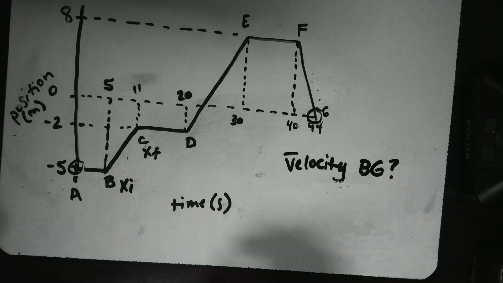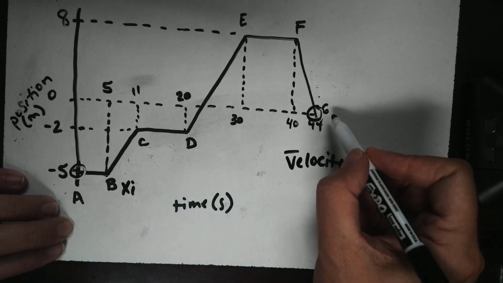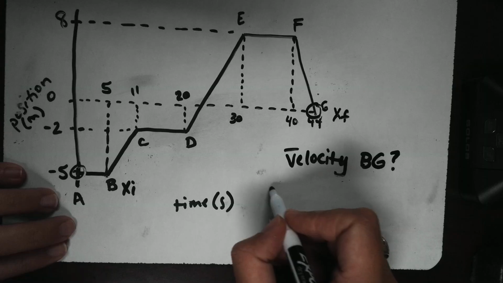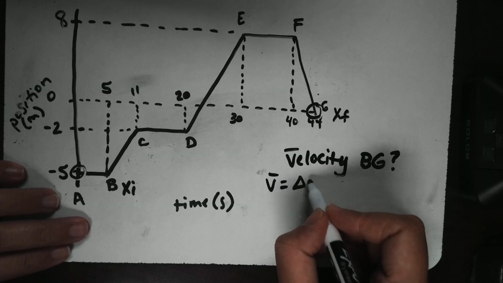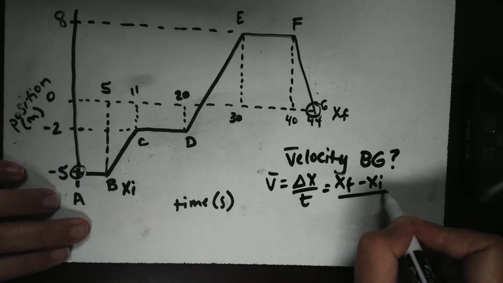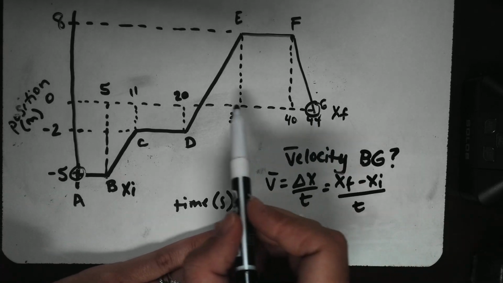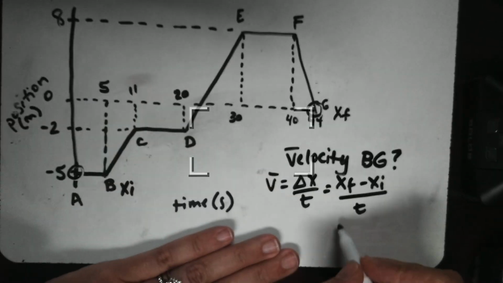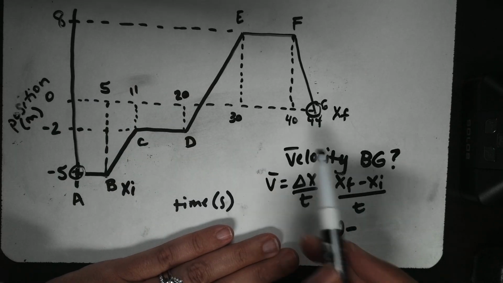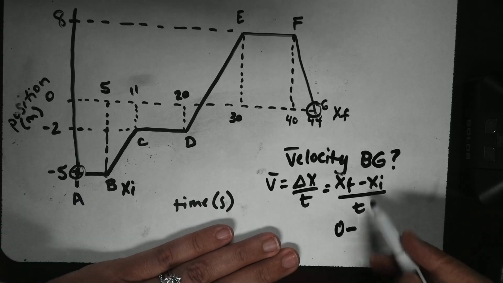If I was to do that, I would still keep B as my initial position, but now I'm going to move my final position over here to G, and use that same exact formula. My velocity equals displacement over time, so final position minus initial position divided by time. My final position is at G, which is 0, minus, see how I immediately wrote the minus? Now I need my initial position, which is B, which is -5.